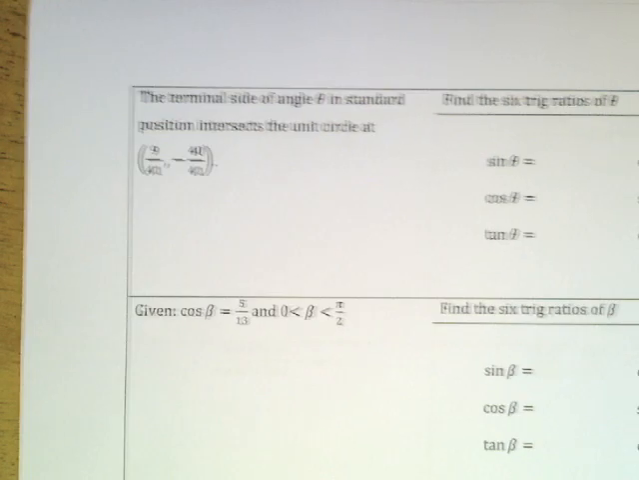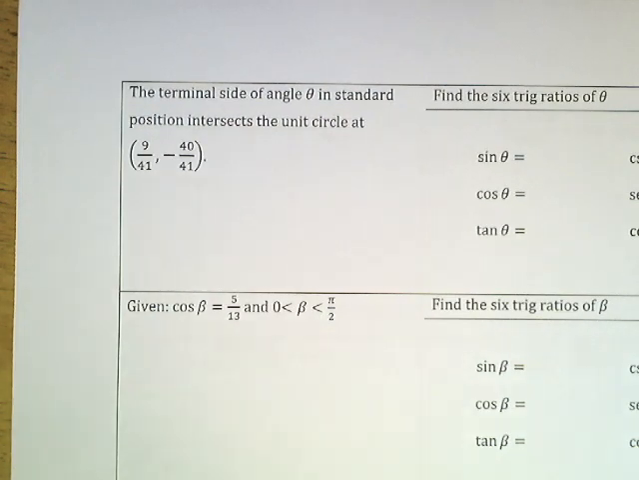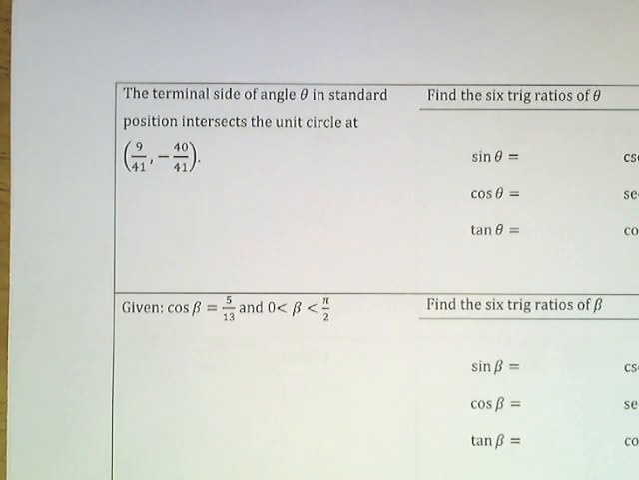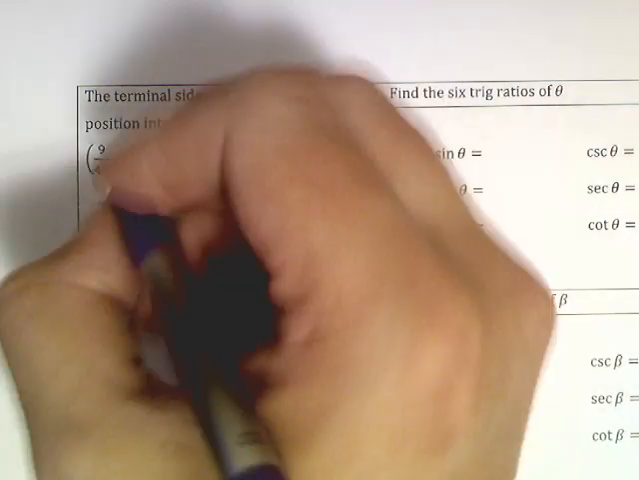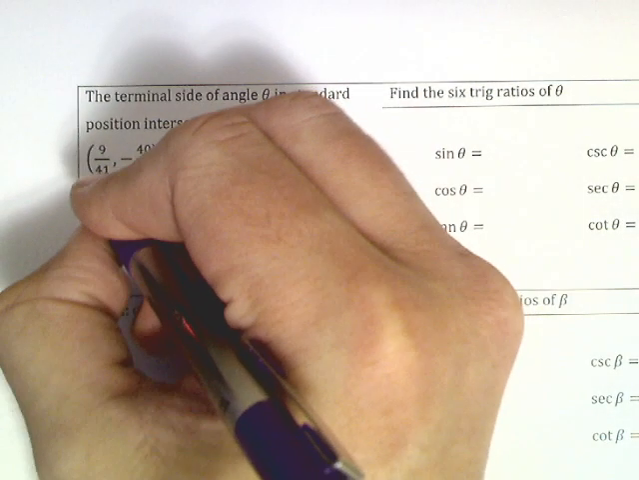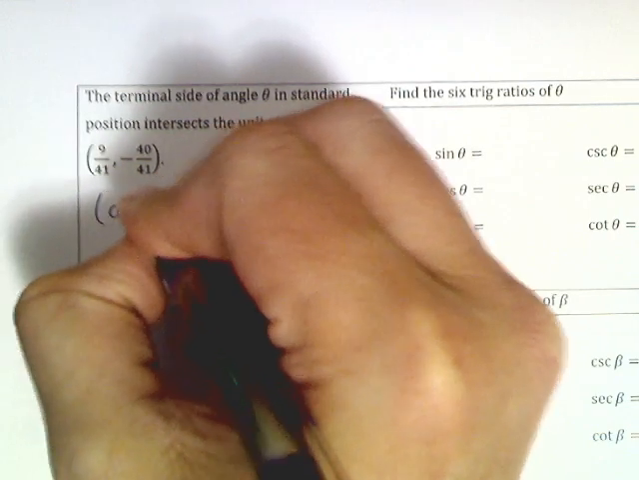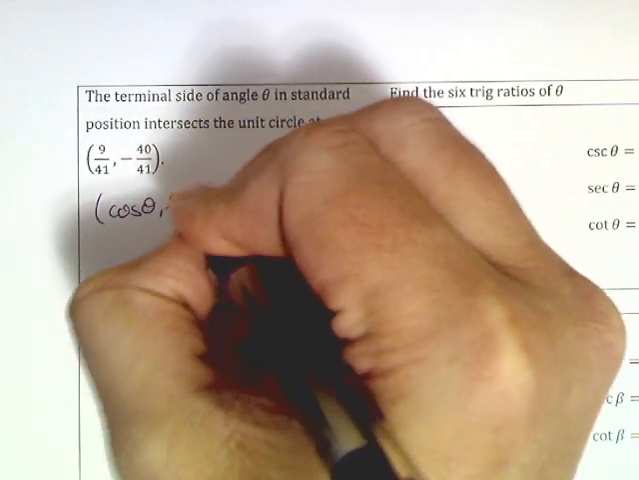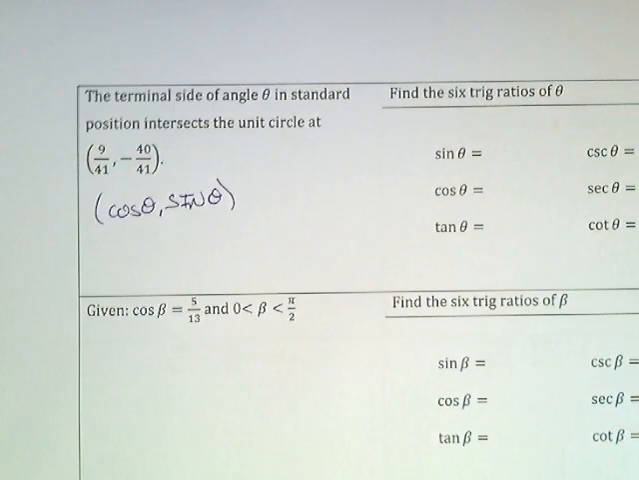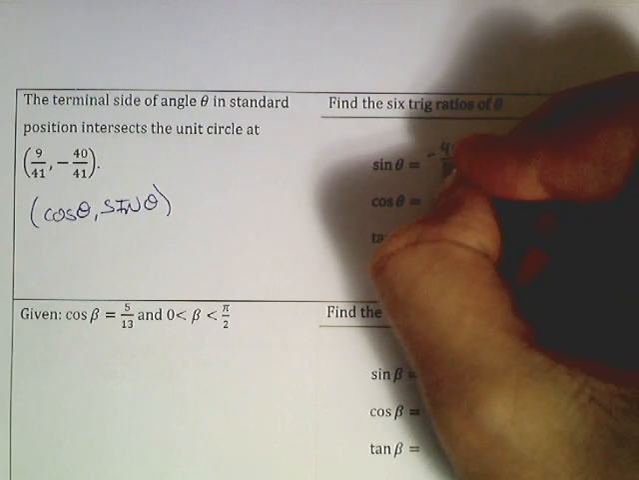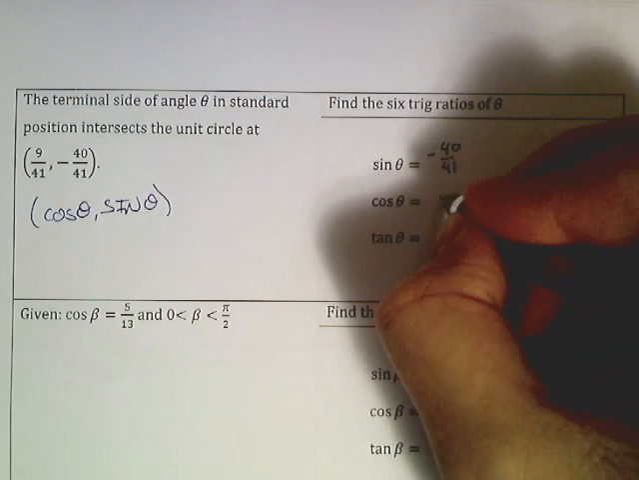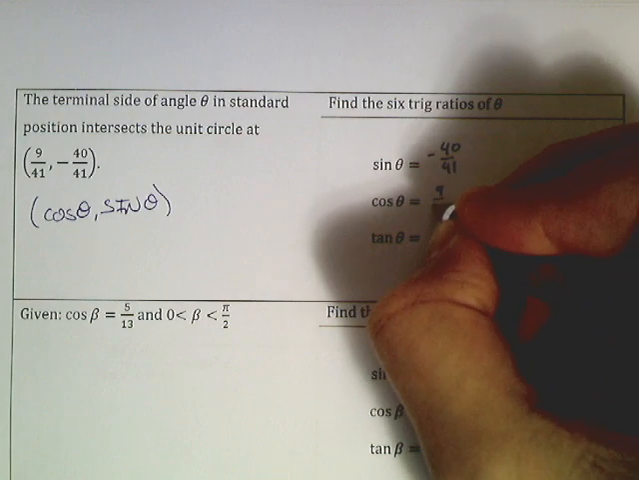Here we go. The terminal side of an angle theta in standard position intersects the unit circle at this point right here. So we want to find the 6 trig ratios. Well, if it's intersecting this unit circle, that means that these coordinates tell us cosine of theta and sine of theta. So sine of theta is negative 40 over 41. Cosine of theta is 9 over 41.